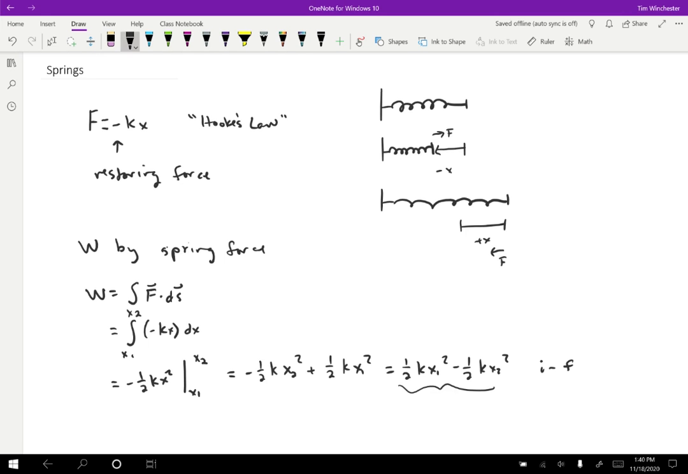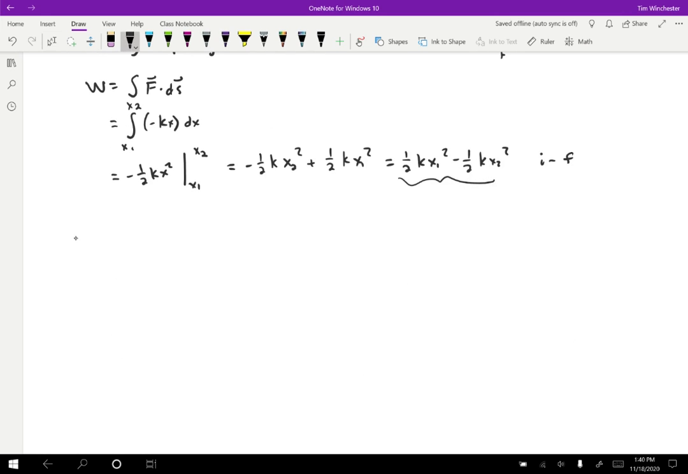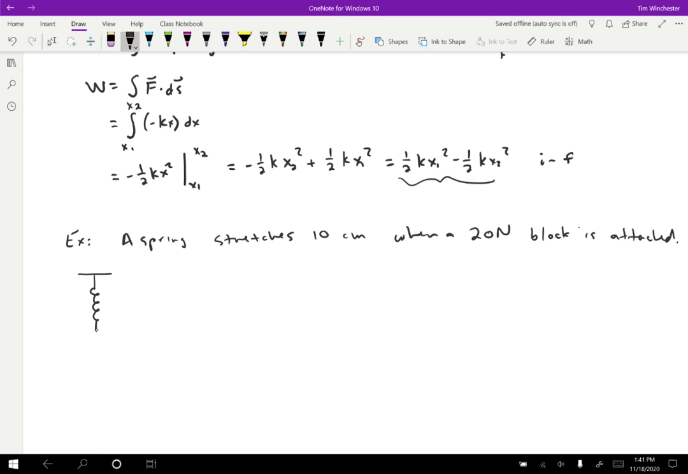Okay, so let's do an example here to see how this works. Okay, so let's say that a spring stretches 10 centimeters when a 20 newton block is attached. Okay, so to sketch what that looks like, we have a spring like this with some equilibrium position, and then we attach a block which is going to cause it to stretch out by 10 centimeters.